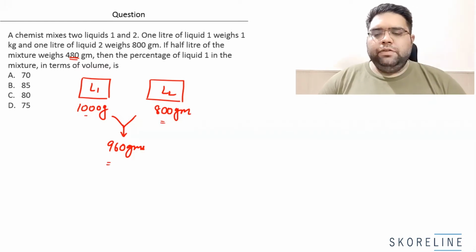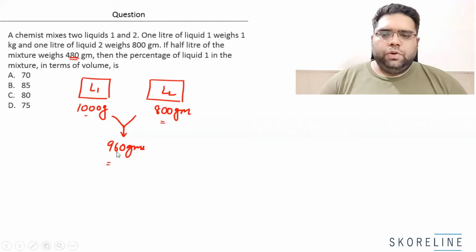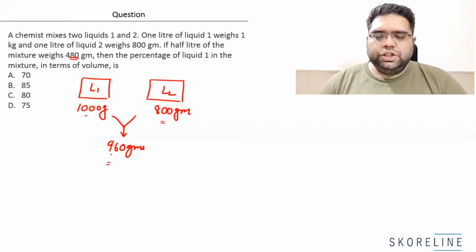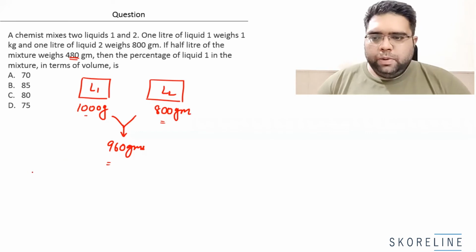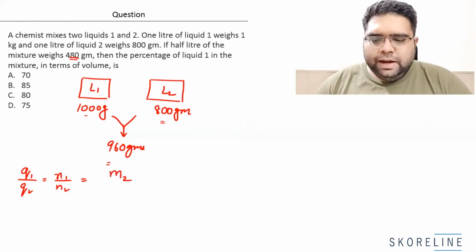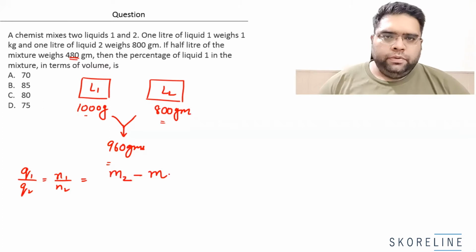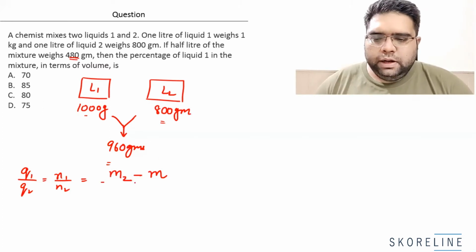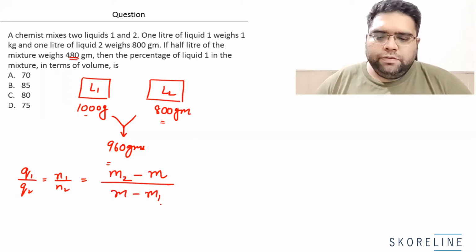So if we have to find the final ratio, let's go back to the formula once. Now, if you have to find the final ratio, let's think about the formula again. The formula said Q1 by Q2, or N1 by N2, would be the second mean minus the overall mean, right, upon the overall mean minus the first mean, right? Just remember the formula is this.